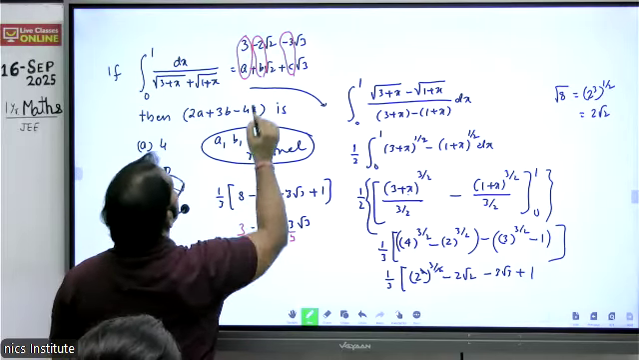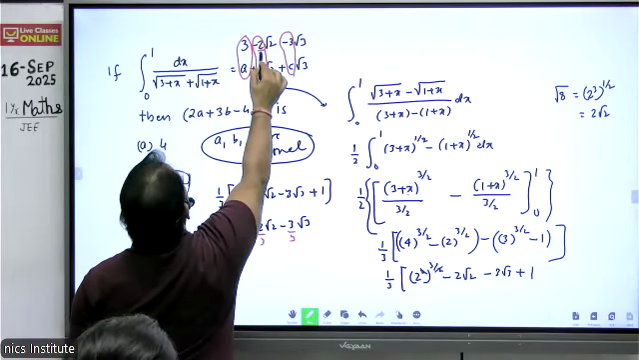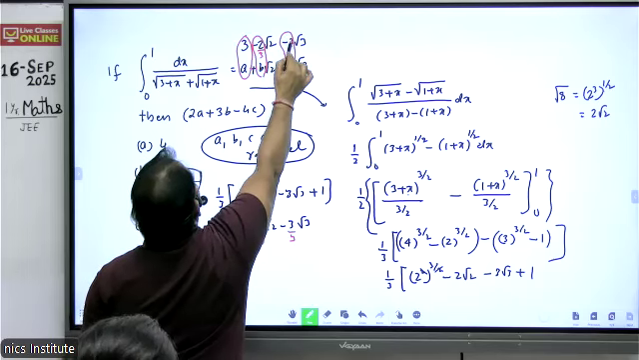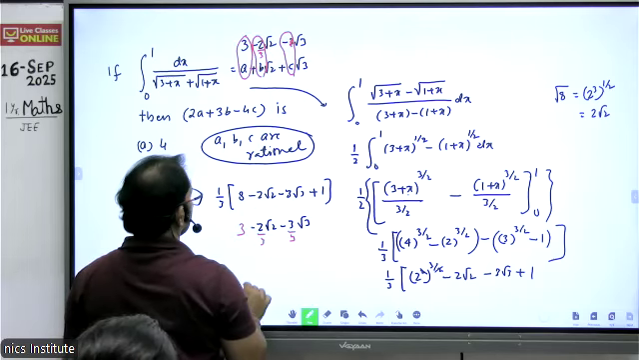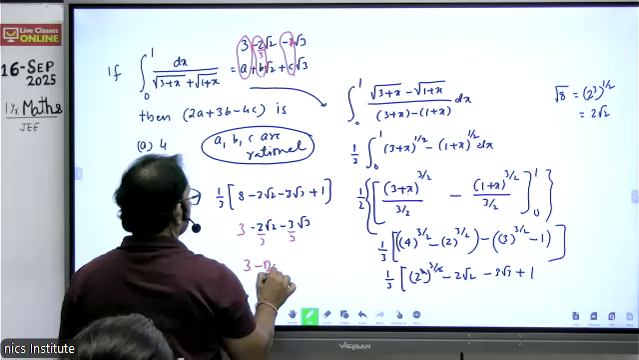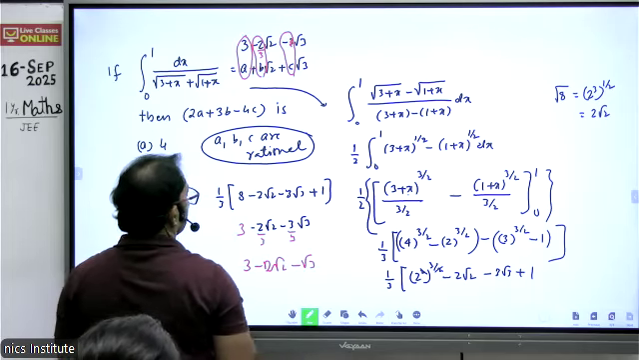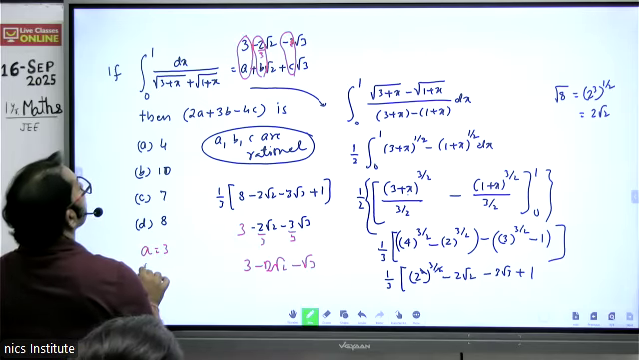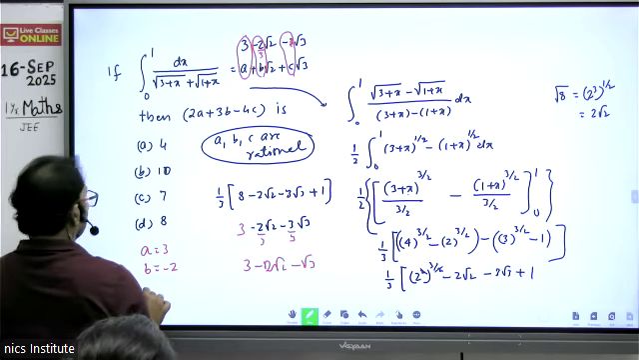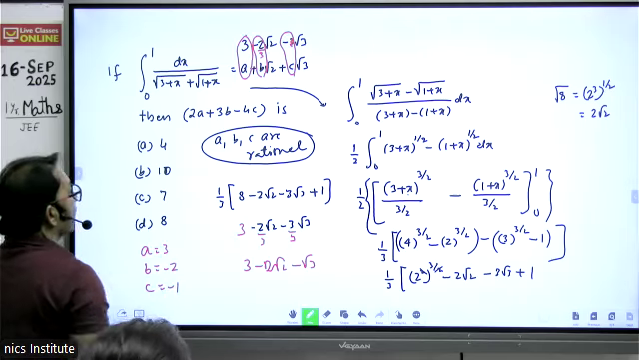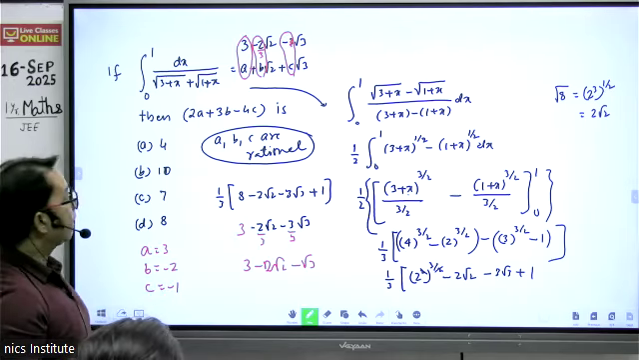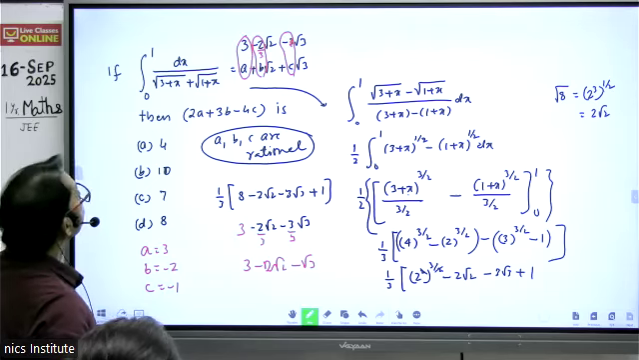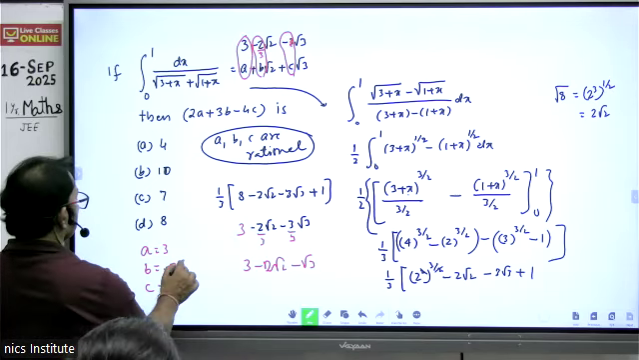This would be 2/3, this would be 1. So that gives you a equal to 3, b equal to minus 2, and c equal to minus 1. Actually, b is minus 2/3.